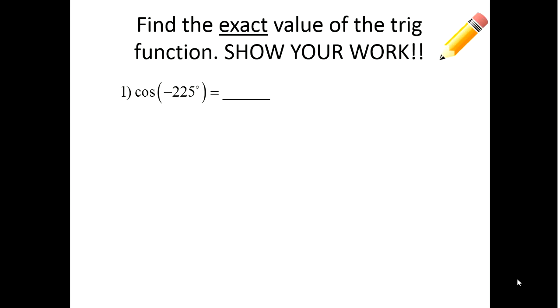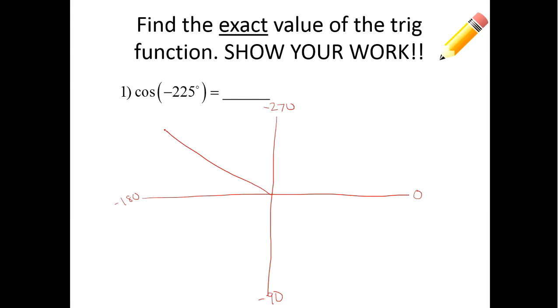Alright, so let's take a look at the cosine of negative 225. So, very first thing, let's draw the angle of negative 225. So I got this right here, around there. So I got 0, negative 90, negative 180, negative 270. So negative 225 would place me about right there, right?